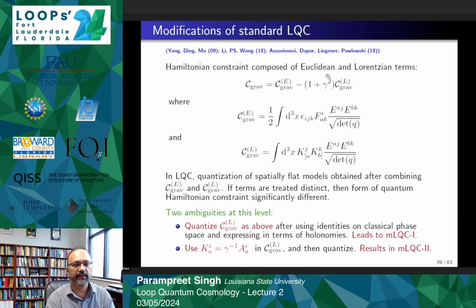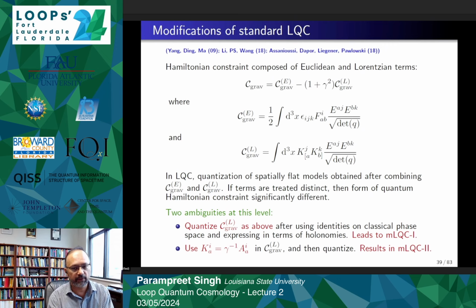The main idea is that in standard loop quantum cosmology, we started with a Hamiltonian constraint, which has the Euclidean term and the Lorentzian term, which actually look like this. And this led to the Ashtekar-Bojowald-Lewandowski quantization on which the APS model and everything else was based. But you could have done something different, and this is what Yongge Ma and his students showed, that you could have quantized these Euclidean and Lorentzian terms differently, as is generally the strategy in loop quantum gravity.